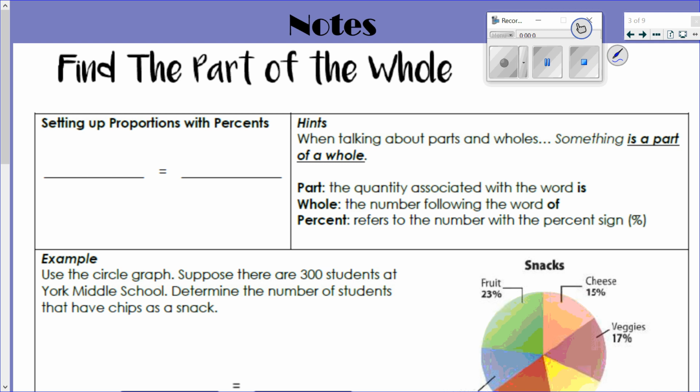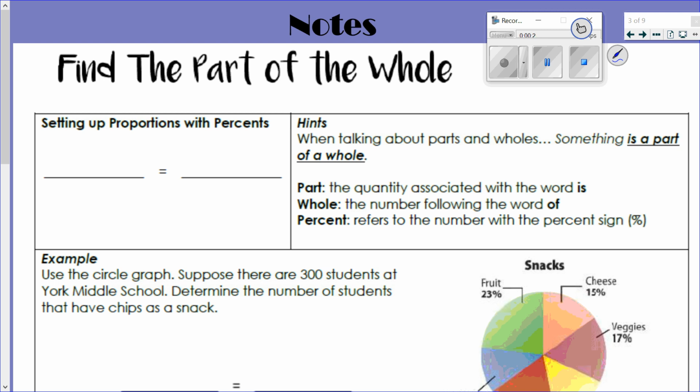Today we take our next step. We've talked about percent, decimals, and fractions, but now we're going to learn how to solve percent problems. The whole deal on this, guys, is setting up your proportion correctly. So there's three key things that you need to know in order to do that.